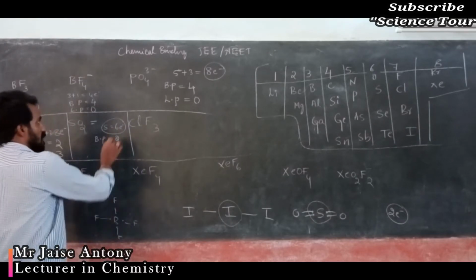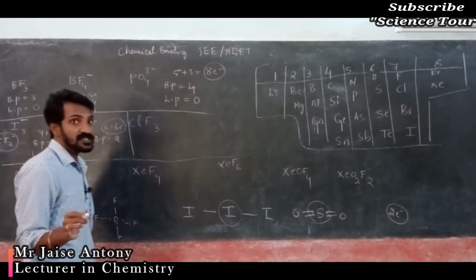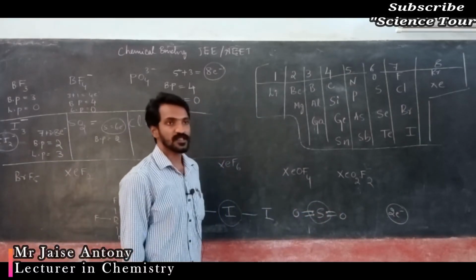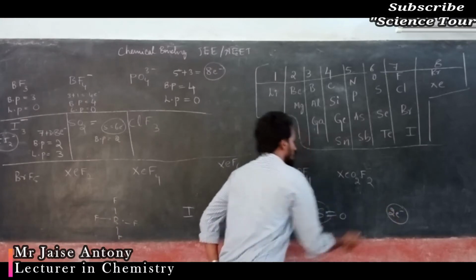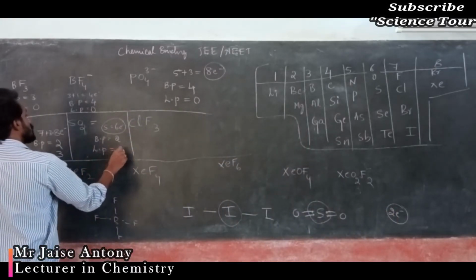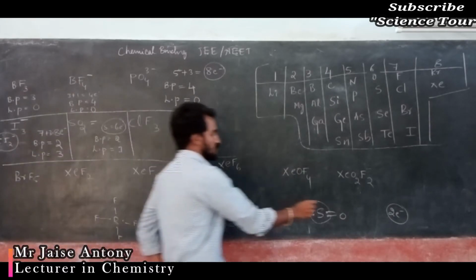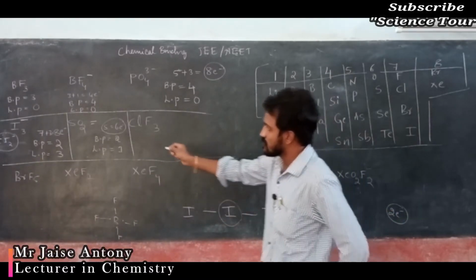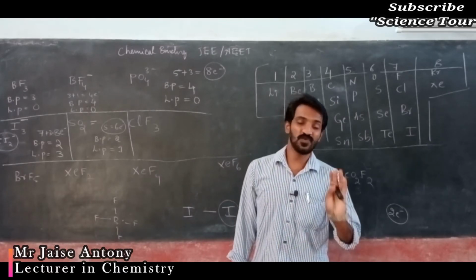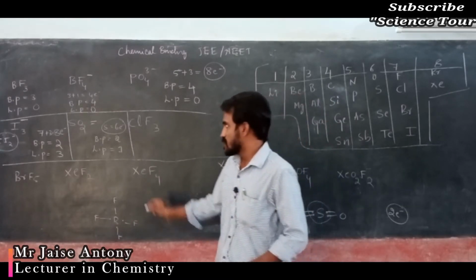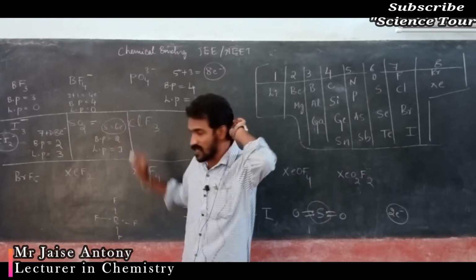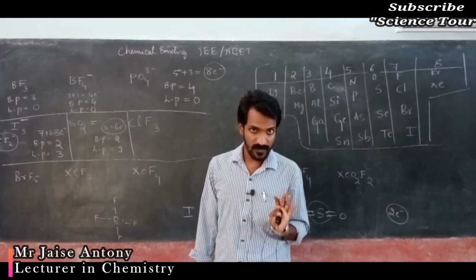2 bond pairs. But sulfur having 6 electrons, 4 electrons are used for this particular bonding. Remaining is 2 electrons. How many lone pairs of electrons are present, my dear students? 1 lone pair. My dear students, don't get confused with the term. While telling the electrons, you have to consider valency electrons of sulfur. Sulfur having 6 valency electrons. Understood?